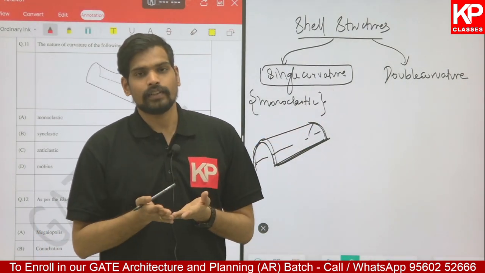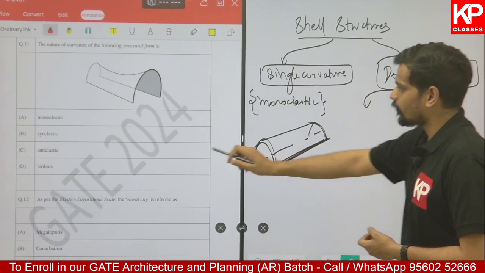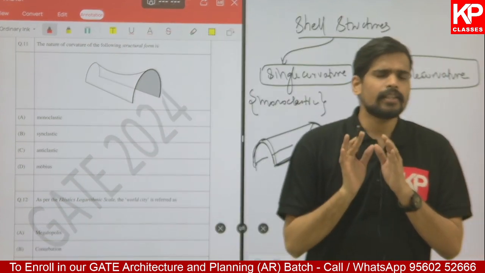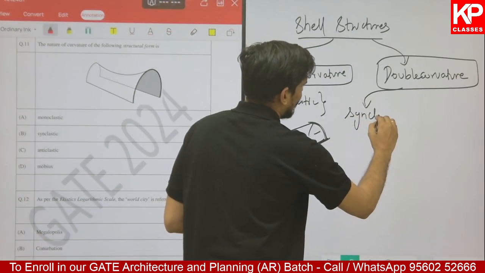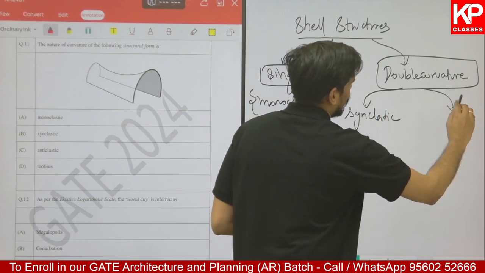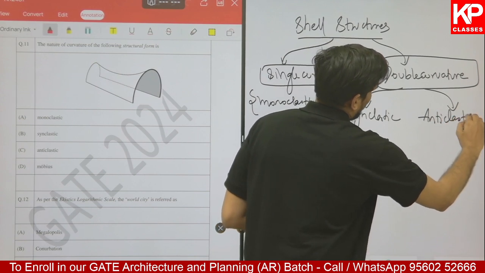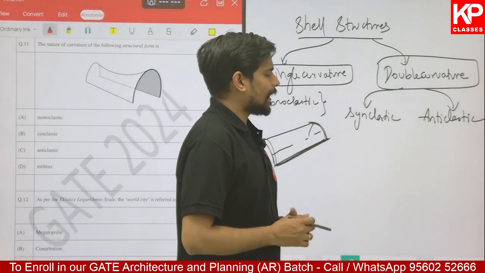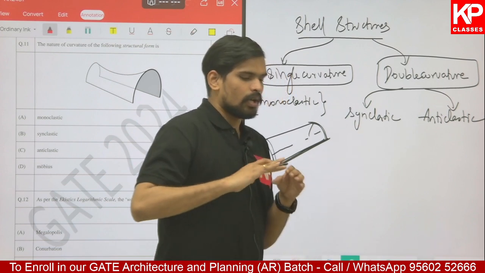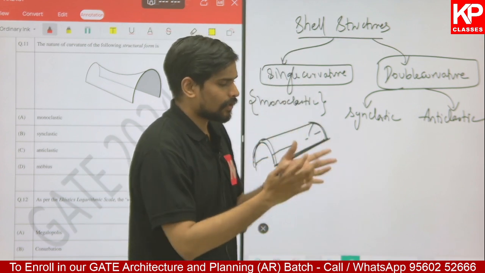As far as double curvature shell structures are considered, these are further classified into two types. You have synclastic and anticlastic. The options given are monoclastic, synclastic and anticlastic. If you look into synclastic and anticlastic, synclastic is something in which both the centers of curvature are on the same side of the structural form or the shell.